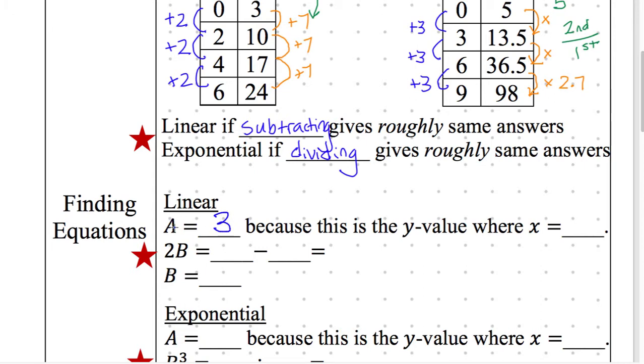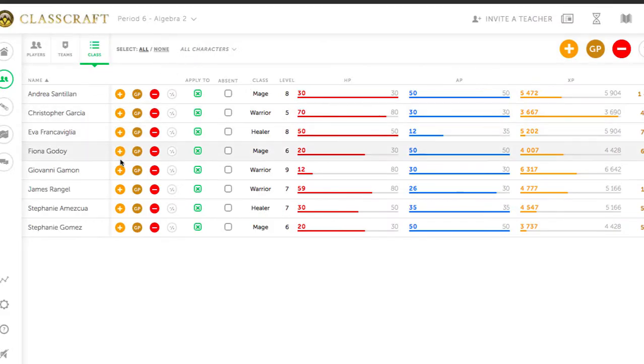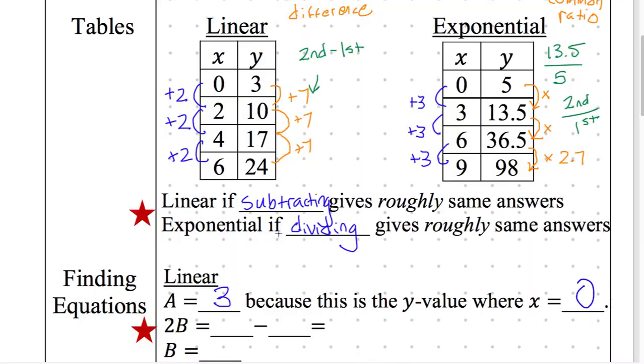This start value, A, is 3 because this is the y value where x is equal to what, Geo? 0. Wherever you have 0, that's going to be your start value. So thank you. There is more advanced stuff that I can talk about once we hit pre-calculus next year. But for now, that's as simple a definition as we can get.